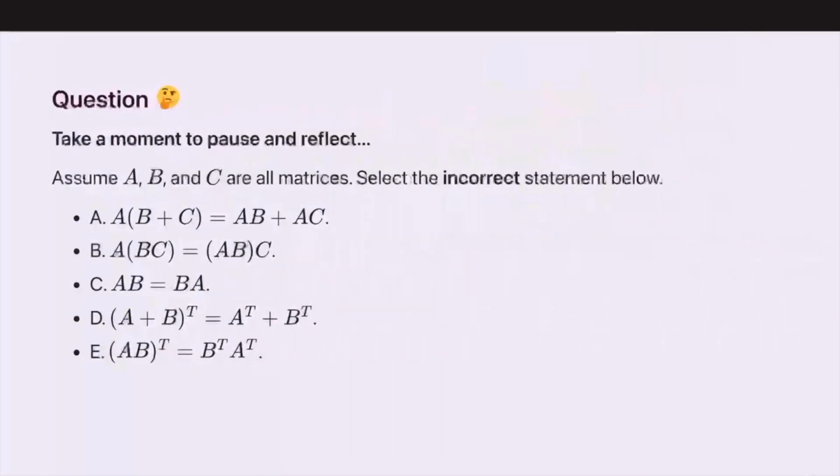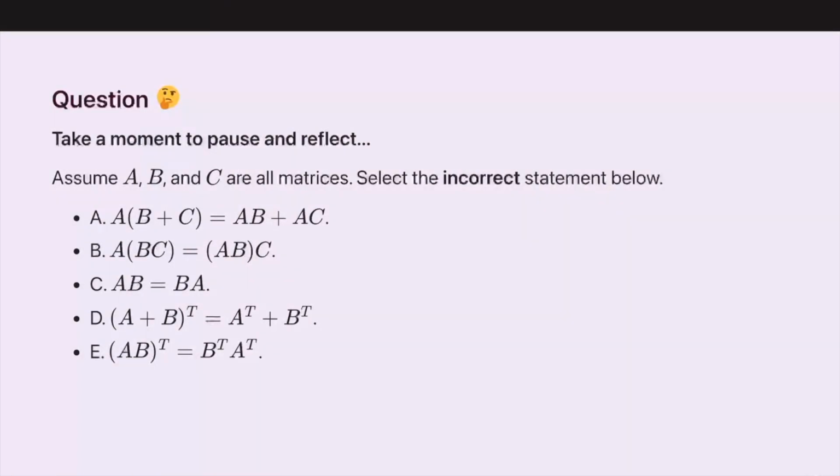Let's go ahead and pause the video and think about this question. Assume A, B, and C are all matrices. Select the incorrect statement below for all of these, and think especially hard, in a generalized manner, about the types of operations that you can do with matrices that we've just thought about. That is scalar multiplication, matrix and matrix multiplication, and matrix addition, and what properties of those operations must be true in order for them to be valid operations.